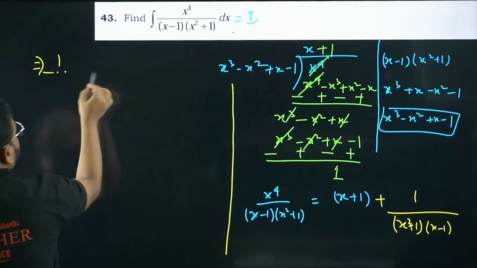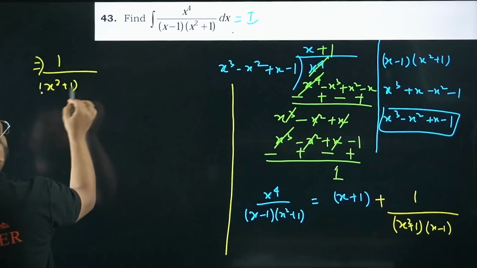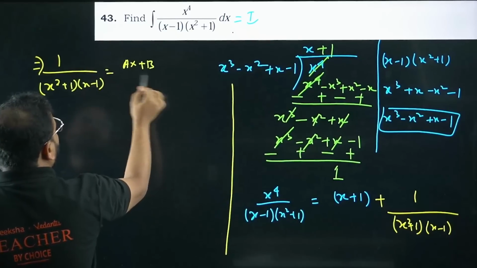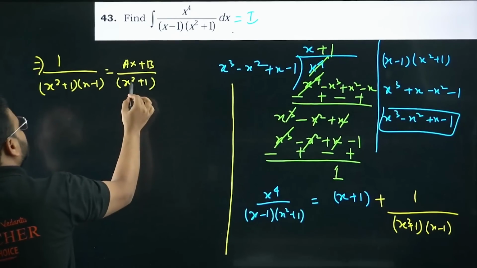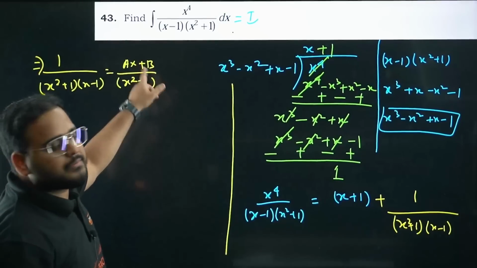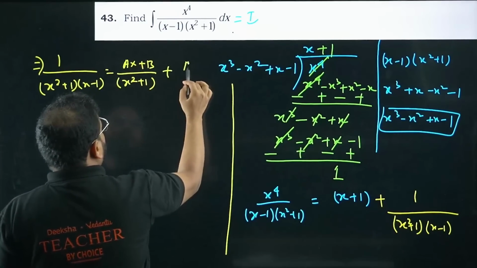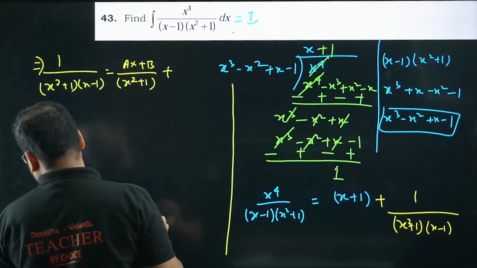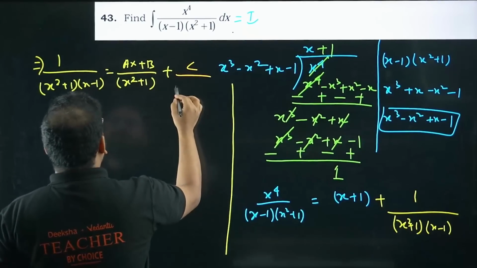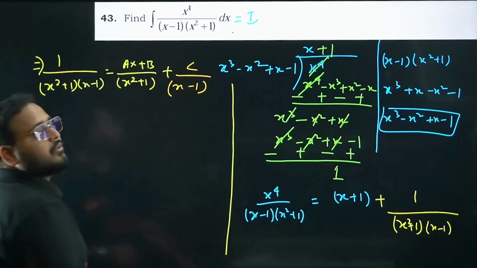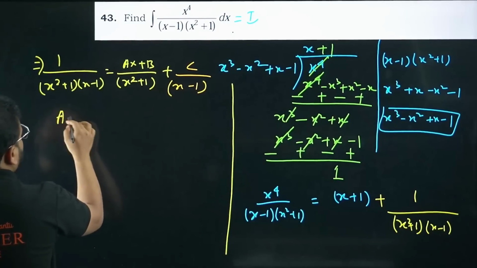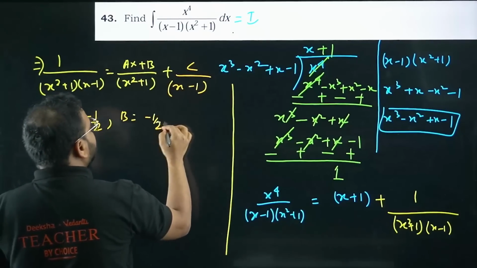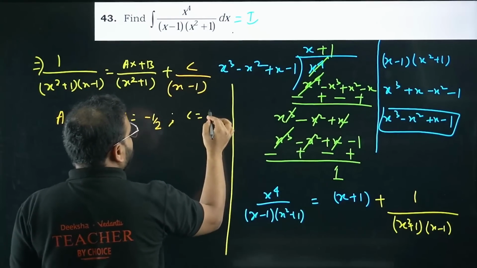What I have: 1 upon (x square plus 1) times (x minus 1) equals (ax plus b) upon (x square plus 1). How come? There's a quadratic term here, that's why there's a linear term in the numerator. Plus there's another constant, c upon (x minus 1). Solve this. You're going to get the values of a, b, c: a will be minus 1 by 2, b will be minus 1 by 2, and c will be plus 1 by 2.